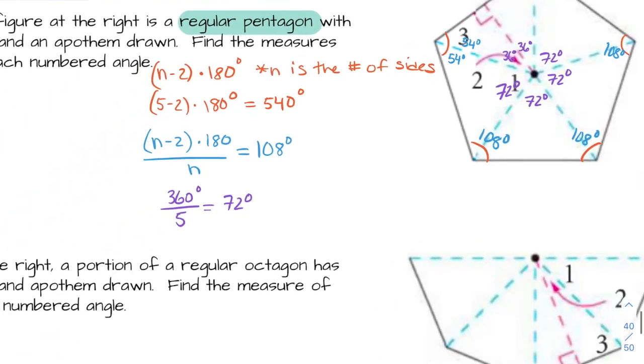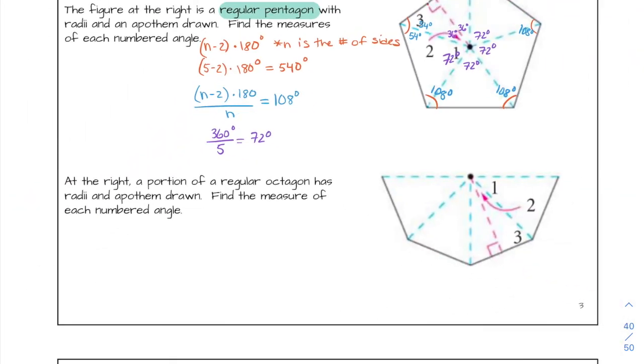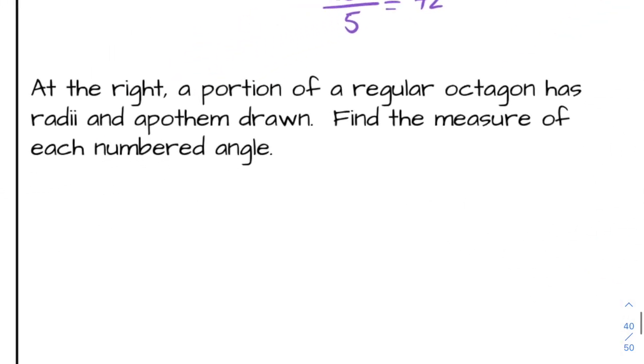Okay? That was a lot, I know. But all right, on the right, we have a portion of a regular octagon. It has a radii and apothem. It's regular, so it's all good to go. It's perfect. So find the measure of each numbered angle.